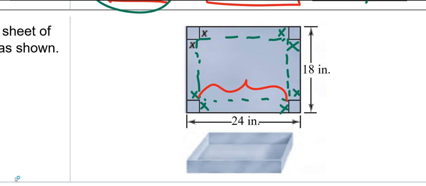If this were 24 inches long, and we took an x off of this end and an x off of this end, what would you call the new length? Perfect. 24 take away 2x. That would be what we call the new length right there.